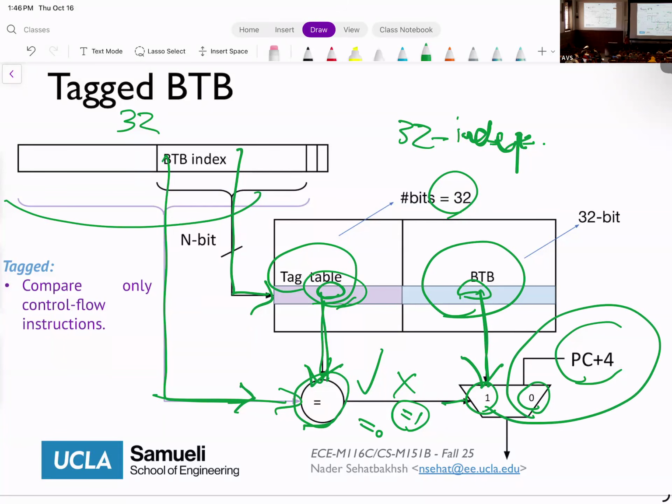Yes. But it does seem possible that there could be a case where the lower bits are the same, but then the top bits are different. Yes. So is there like... Yeah, it is possible.